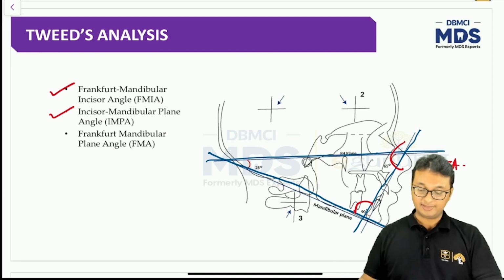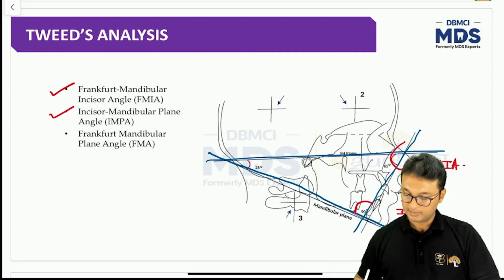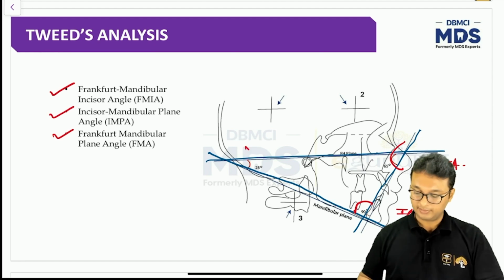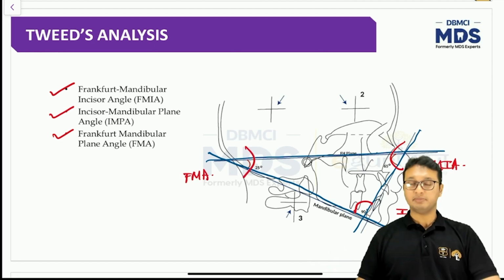So that is incisor mandibular plane angle. And the third component is Frankfurt mandibular plane angle. This angle. This is Frankfurt mandibular plane angle. That's the angle between the Frankfurt horizontal plane and the mandibular plane.